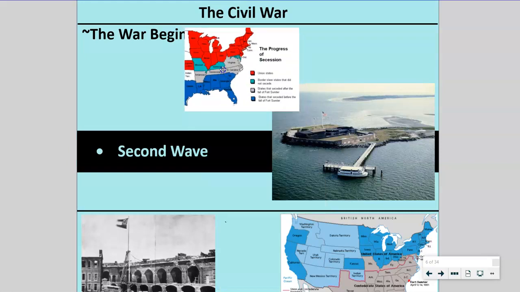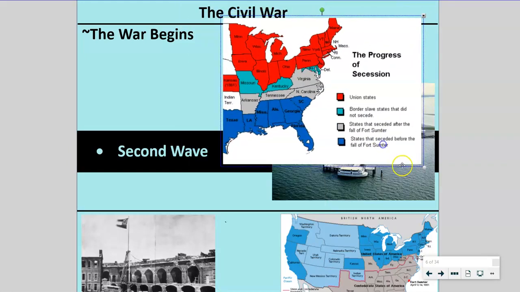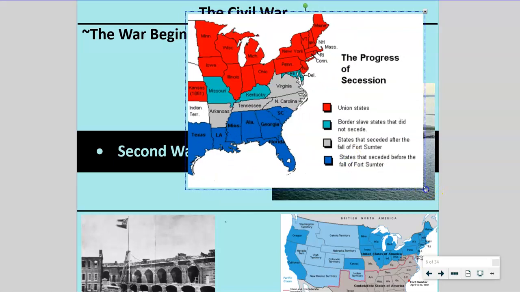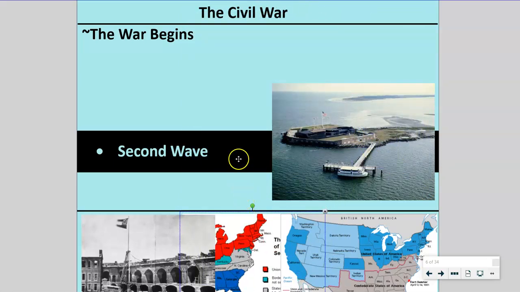It's at this time that we see the second wave of secession, because now there has been aggression, because now there has been a hostile act. Arkansas, Tennessee, North Carolina, and Virginia all joined the Confederacy, and now the Confederate States of America are formed. Virginia was the big one. They were the most populous of the southern states, and they're going to be kind of the crown jewel of the Confederacy. So it's very important that they came in.